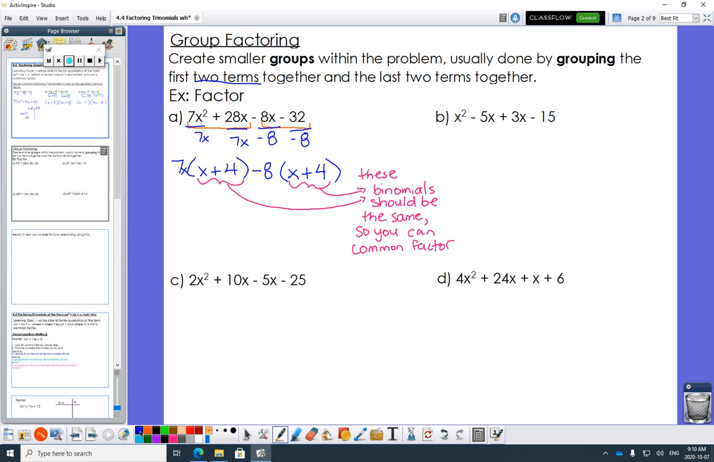Okay, so what's our common factor? Now it's x plus 4. What's left? 7x minus 8. It doesn't matter if you wrote the 7x minus 8 first and the x plus 4 second. That doesn't matter.